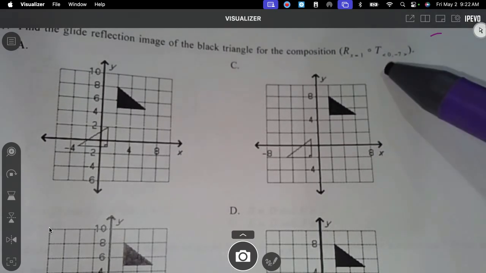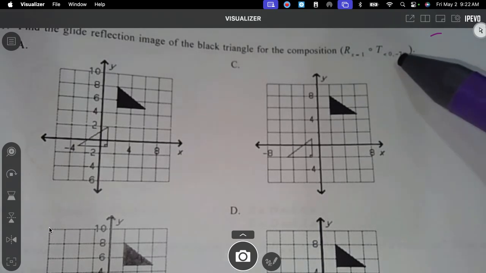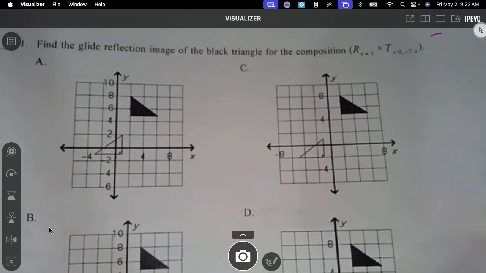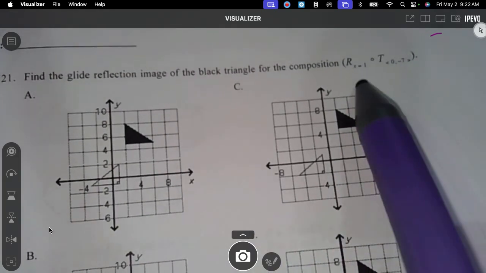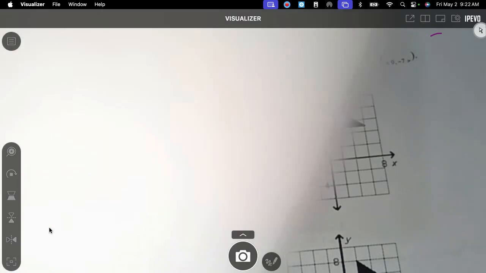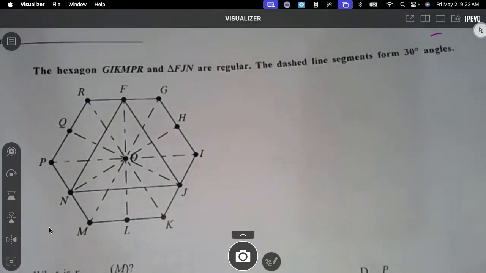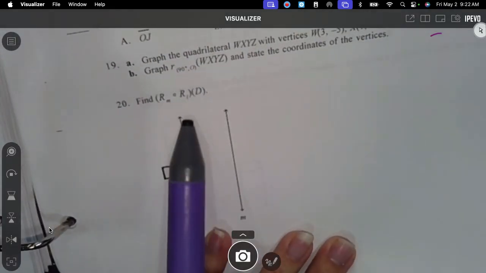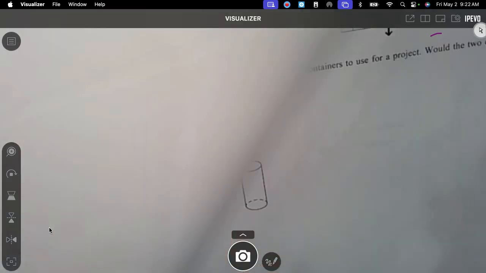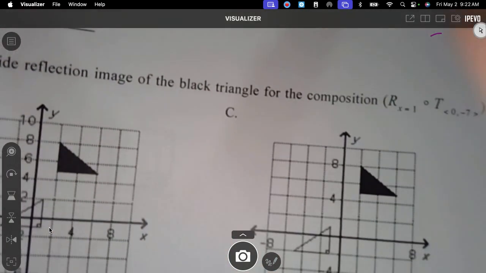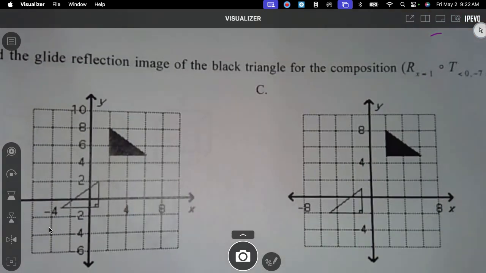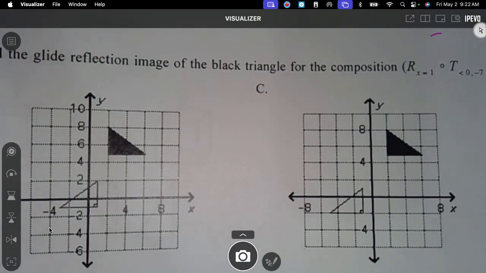Okay, y'all, the best thing to do on the reflection image ones is start with the one on the right, because this is called a composition, like that little circle symbol. So on the one I just did, which one did I start with? This one on the right. Same thing here. I'm just going to start with answer choice C. I have no idea if it's C or not. I'm going to take that black triangle, because the black triangle is the same in all of these, and draw on that one.